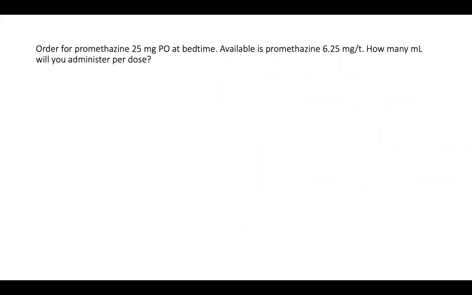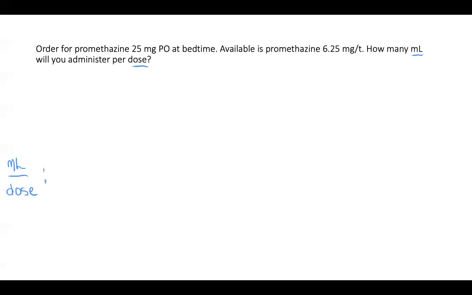So this question gives us an order for promethazine, 25 milligrams PO at bedtime. Available is promethazine, 6.25 milligrams per teaspoon. How many milliliters will you administer per dose? Okay, so step 1, what are we looking for? We're looking for milliliters per dose. Okay, so let's put that here, milliliters per dose.